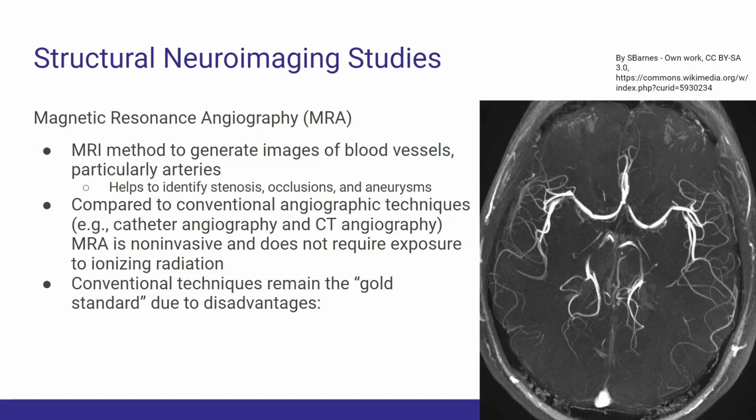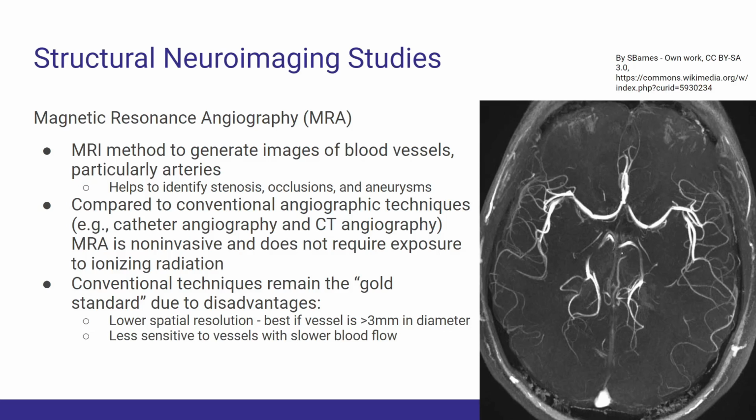That said, there are some notable disadvantages that prevent MRA from overtaking these conventional techniques as the gold standard. One major disadvantage is that MRA tends to have a lower spatial resolution compared to these other techniques, and it's best if the vessel is larger than 3 millimeters. It's also less sensitive to vessels with slower blood flow, and it's a much longer procedure than a CT angiography.